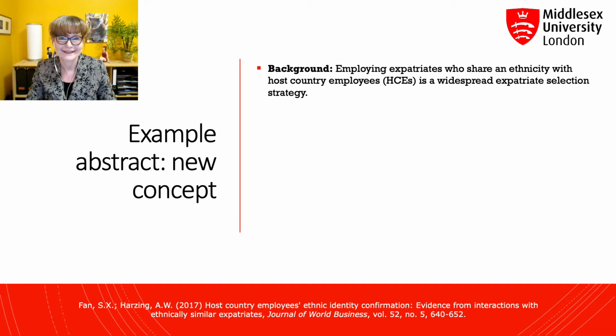The next example is an example for a journal with a very strict word count, 100 words, the Journal of World Business. This particular article introduced a new concept to the literature, ethnic identity confirmation. The topic of the article was the role of shared ethnicity between expatriates and host country employees. We first outlined the background and showed how sharing an ethnicity with host country employees is increasingly used by multinational corporations as a selection strategy.